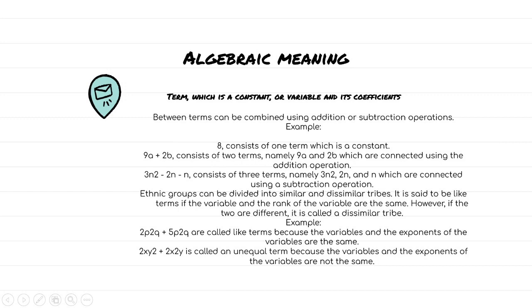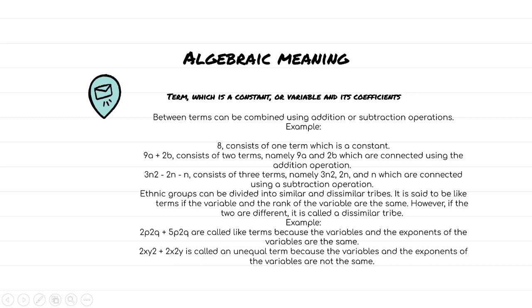First, a term is a constant or a variable and its coefficient. Terms can be combined using an addition or subtraction operation. For example, a consists of one term, which is a variable. 9a plus 2b consists of two terms, namely 9a and 2b, which are connected using an addition operation. 3n squared minus 2n minus n consists of three terms, namely 3n squared, 2n, and n, which are connected using a subtraction operation.